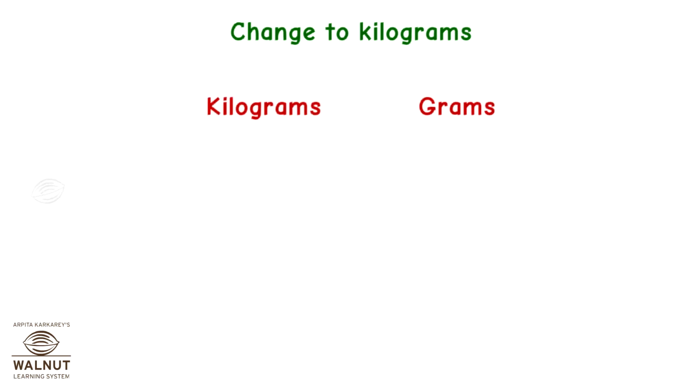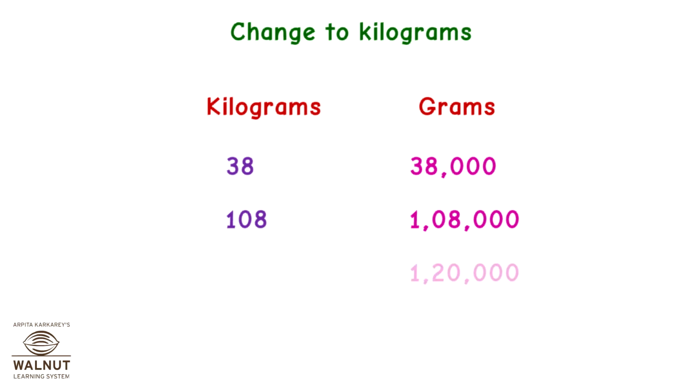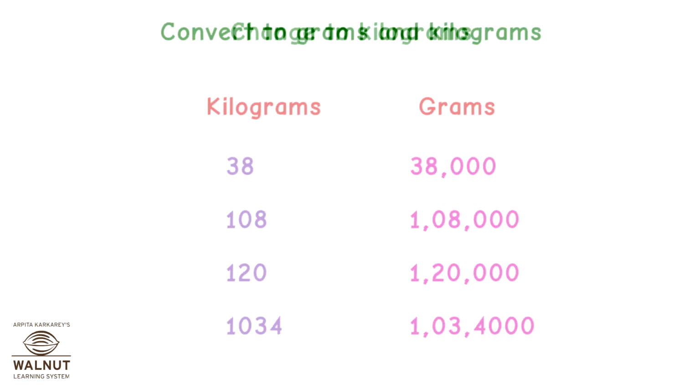Change to kilograms. 38,000 g is equal to 38 kg. 1,08,000 g is equal to 108 kg. 1,20,000 g is equal to 120 kg. 10,34,000 g is equal to 1,034 kg.